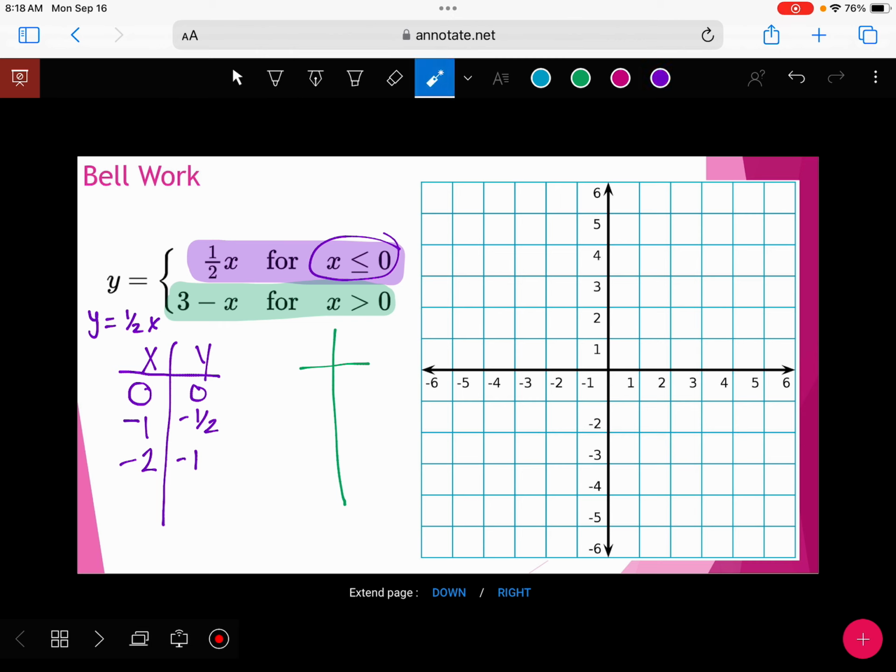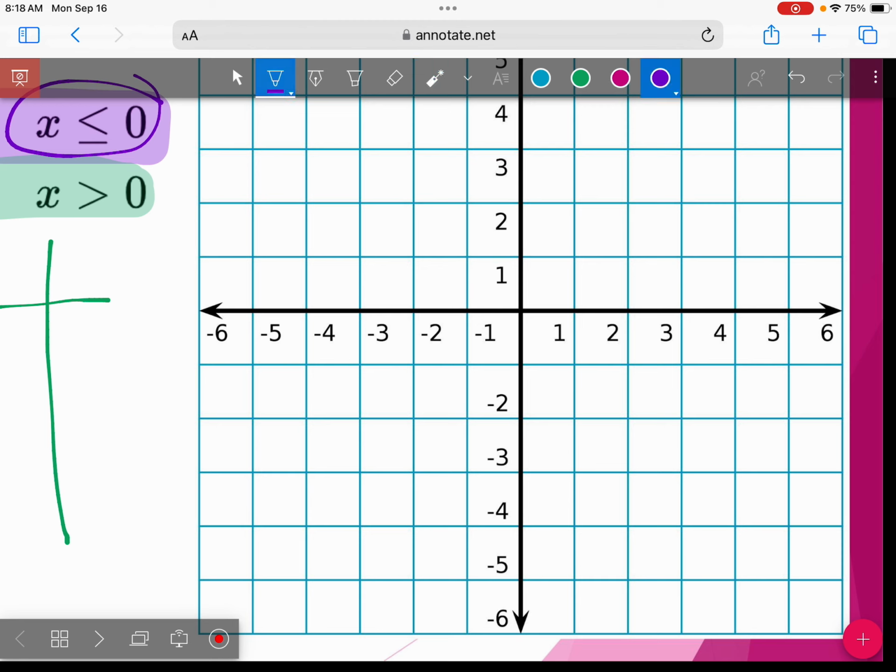This first point we do need to pay attention to. Are we going to be using an open circle or a closed circle on this point? Closed circle, because we have this equals to under here. So I'm going to draw it just like a normal point at 0, 0, -1, -1/2, -2, -1. I could do -3 and get -3/2, -4 and get -2. Could I keep going forever and ever? Yeah. So when we draw this, I for sure need an arrow on this side.